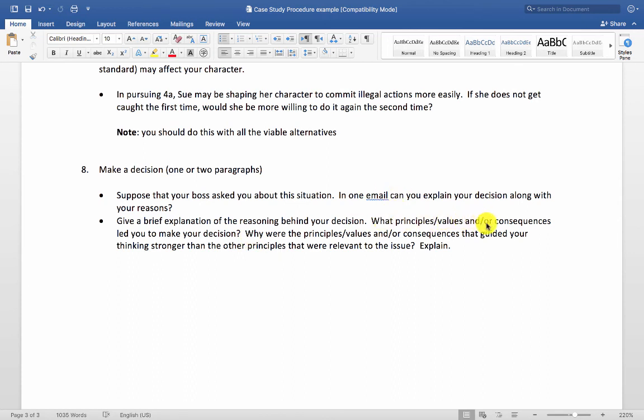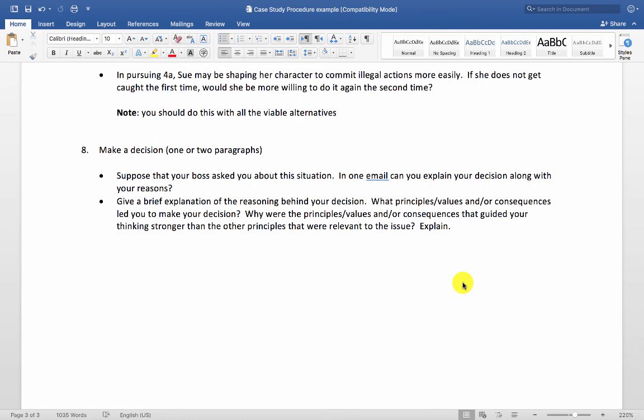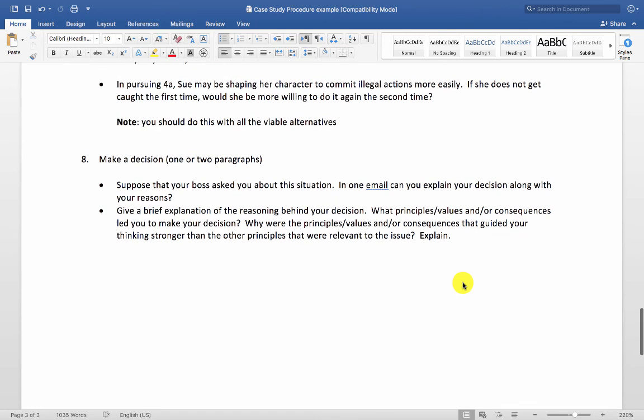What principles, values, and or consequences led you to make your decision? Why were the principles, values, or consequences that guided your thinking stronger than the other principles that were relevant to you? So you should explain. Your boss is smart. They want detail. They don't just want your decision. They want your decision with backup, justification. Now, what you're going to do after this case study is you're going to do a video vlog or video blog based on this. So I'll post the due dates for that later too.